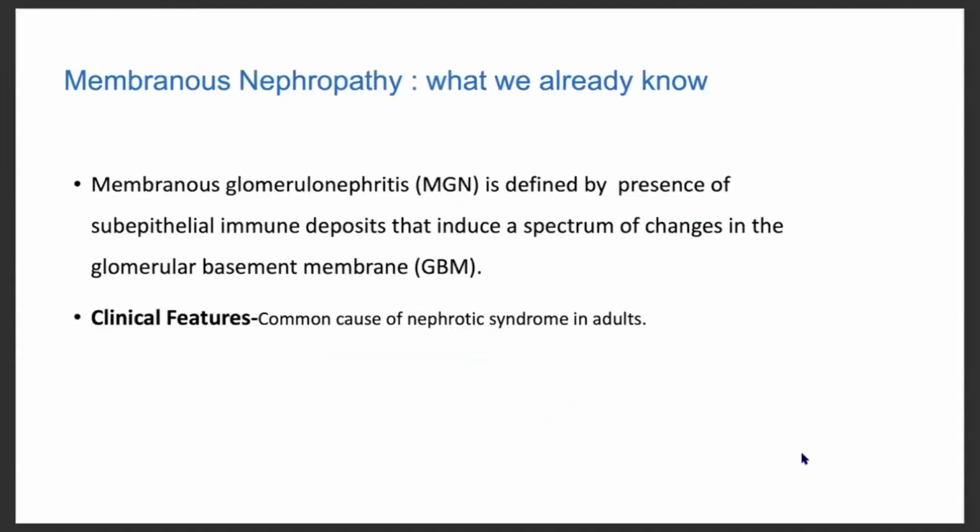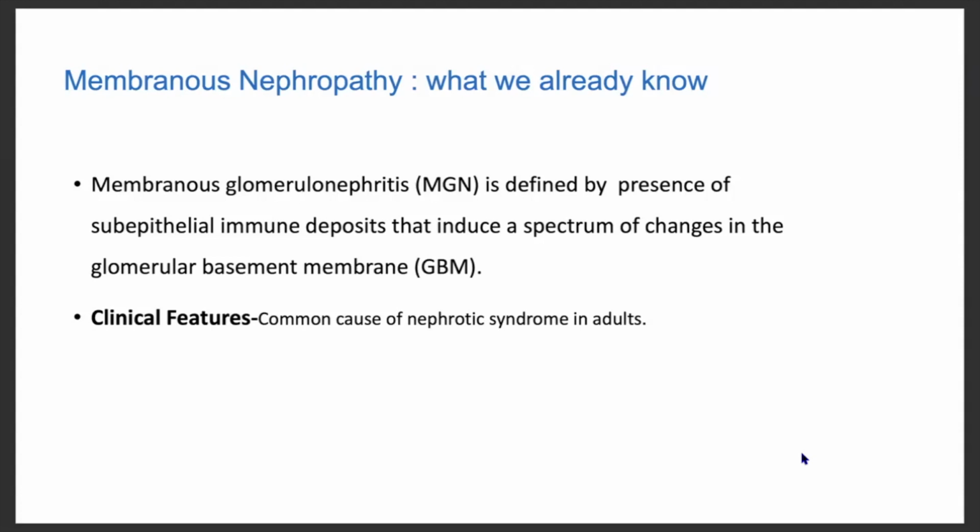To begin with, membranous nephropathy, or some people call it membranous glomerular nephritis, although I really don't agree with the term nephritis, because it's predominantly not a proliferative disease. It's better to call it a membranous glomerulopathy. It is defined by the presence of subepithelial immune complexes. When these subepithelial immune complexes get deposited in the glomerular basement membrane, they induce a spectrum of changes in the GBM. Morphologically, we identify those changes and diagnose a membranous pattern of injury.